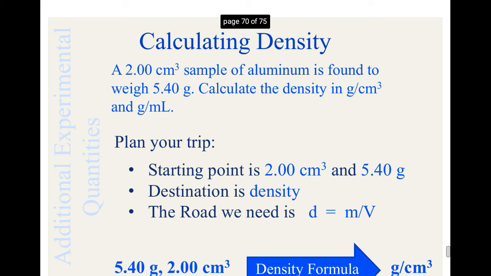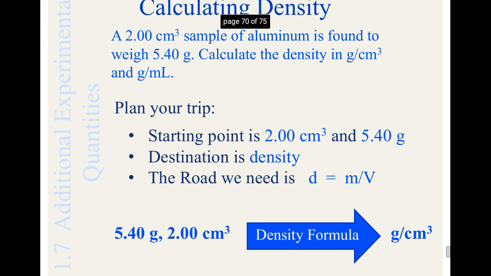All right, let's move on from there. How do you calculate density? Here's an example. It says here a 2 centimeter cube sample of aluminum is found to weigh 5.40 grams. Calculate the density. Well, you can go through all of this planning here, but one of the simpler ways is just to memorize the formula, which is D is equal to m over V.